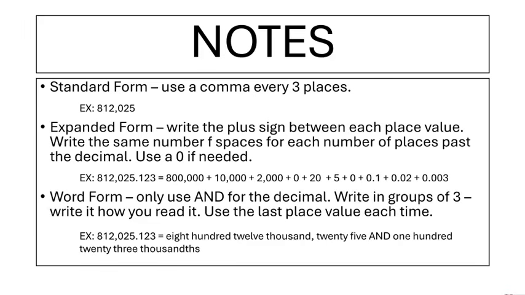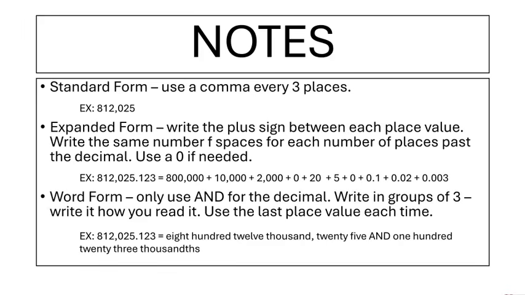These are the notes for writing numbers. Copy them down exactly how you see them. If they are written in all capitals, copy them down in all capitals. The notes are all about the differences between the 3 main forms of numbers. Standard form is when you use only numbers. You use a comma every 3 places or every 3 numbers.